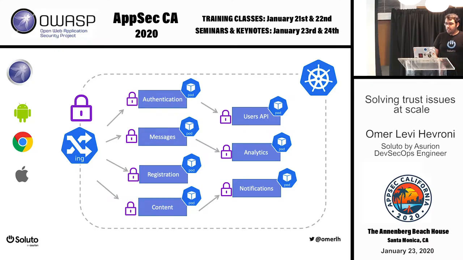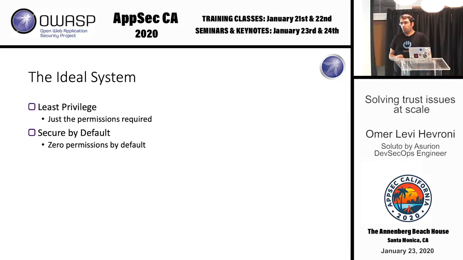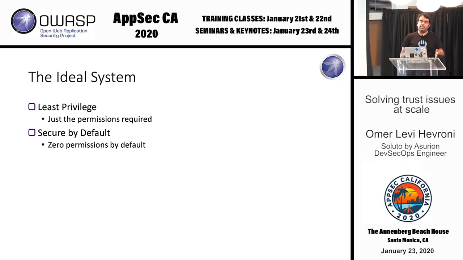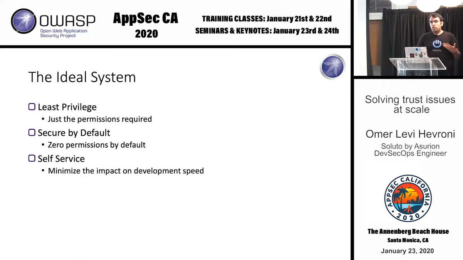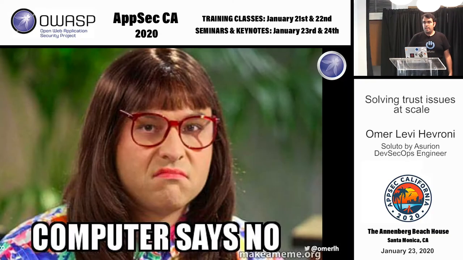So we started to think about the ideal system. I talked about least privilege: all the permissions you need and no more, only POST, not GET, only this specific path, only this service. We also want it to be secure by default. If you create a new service, it has no permissions, it doesn't need to access anything, and no one can access it. We don't want to block developers. It's really important that they continue working and are not blocked each time they try to build something. And finally, scale. We're talking about hundreds of services, and we want to make it easy to deploy to all of them. And this is the most important thing.